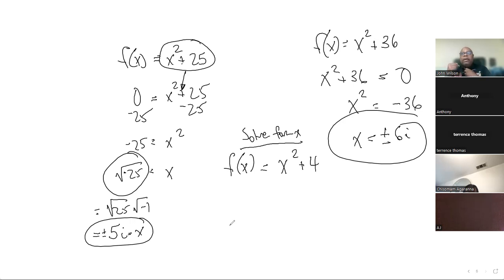Who can say it exactly right? Terrence, do you know where to start? Would it be a good first step to subtract 4 to the other side? Well, you don't have anything, so you have to make it equal. Make it 0 first, right? Okay. There's nowhere to go. Now what do you do?